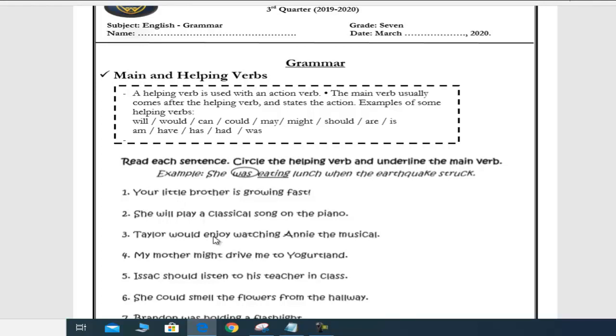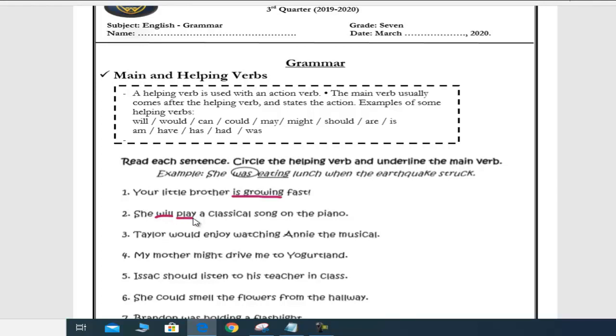Your little brother is growing fast. Is growing is the verb. Is is the helping verb. Growing is the main verb. She will play a classical song on the piano. Will play is the verb phrase. Will is the helping verb. Play is the main verb.